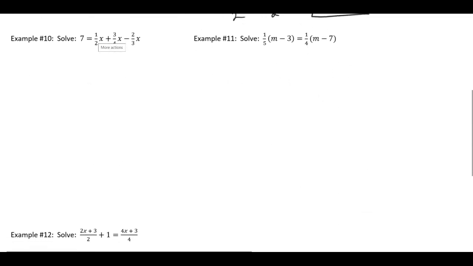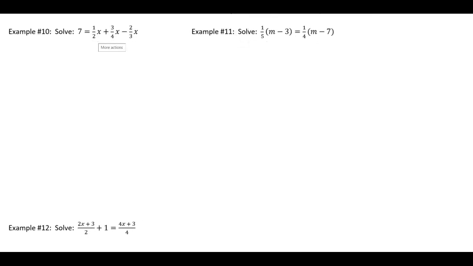So we'll go to our next example here, number 10. So we have 7 equals 1/2 x plus 3/4 x minus 2/3 x. So look at the denominators, 2, 4, and 3. What's the smallest number that they'll all go into? I believe it's 12. So the LCD, I always like to write it down, is 12. So we're going to multiply 7 by 12.